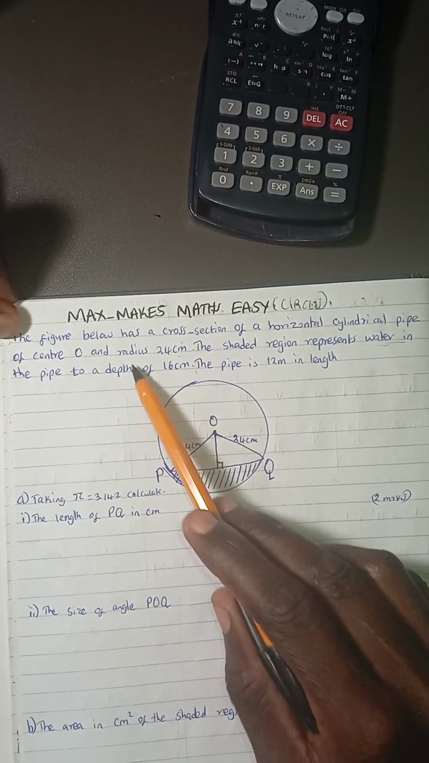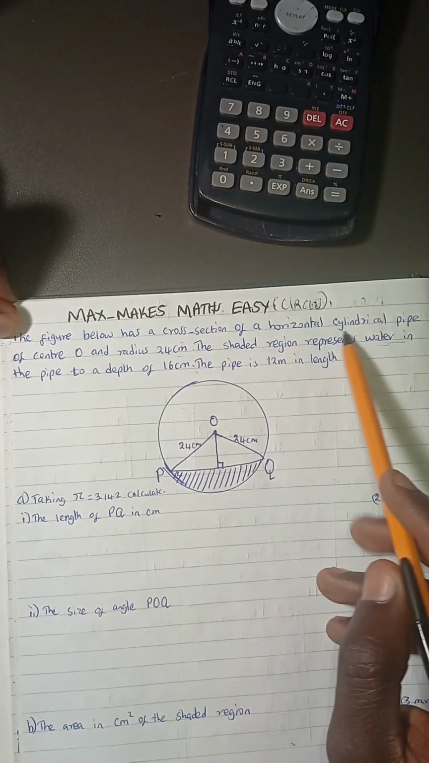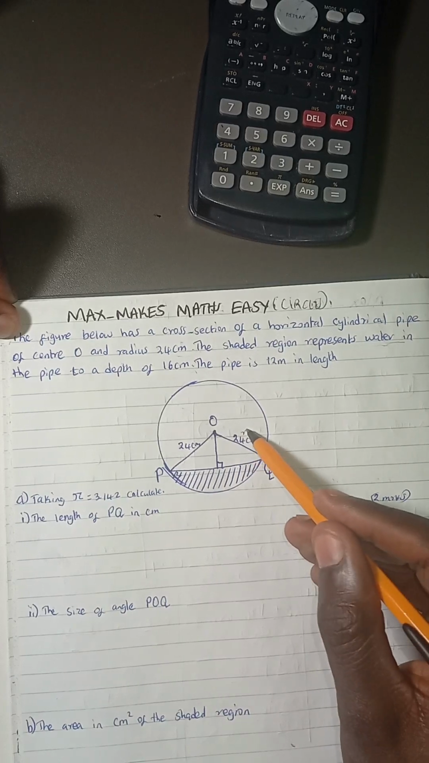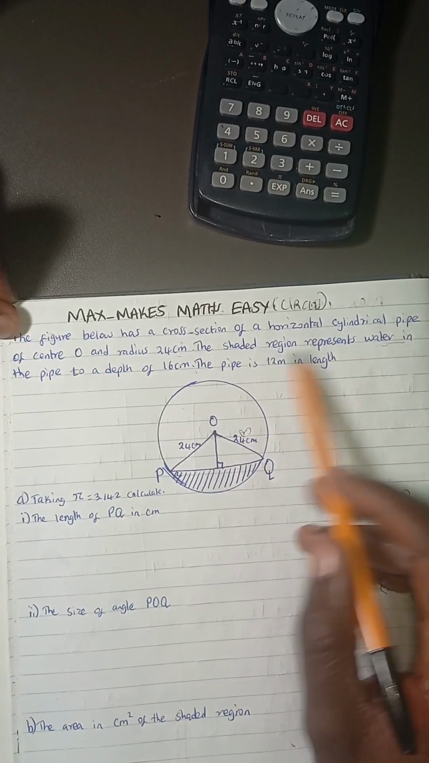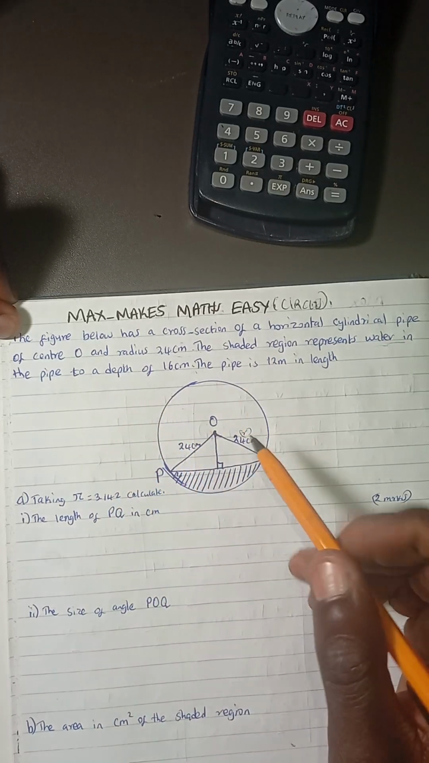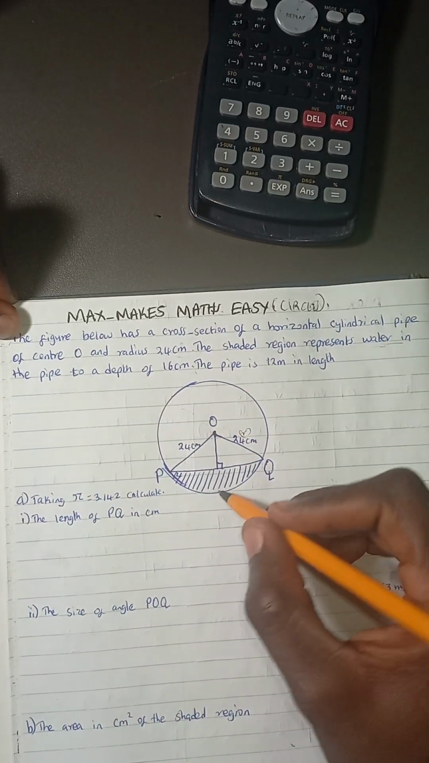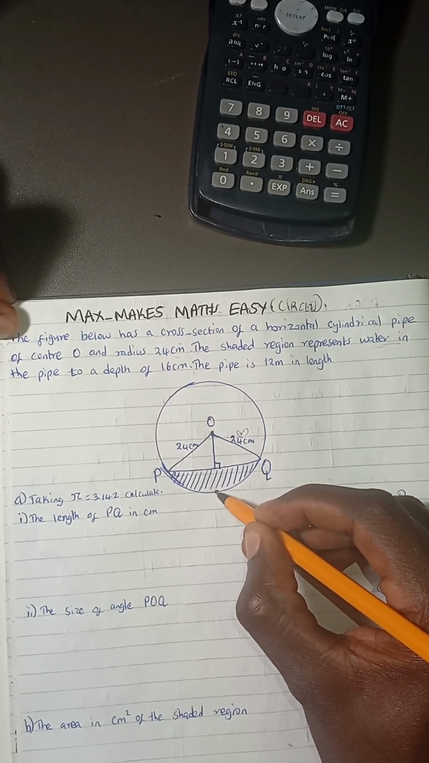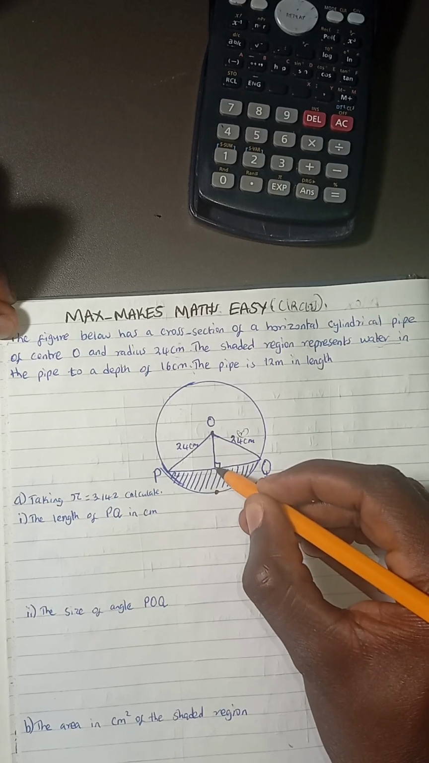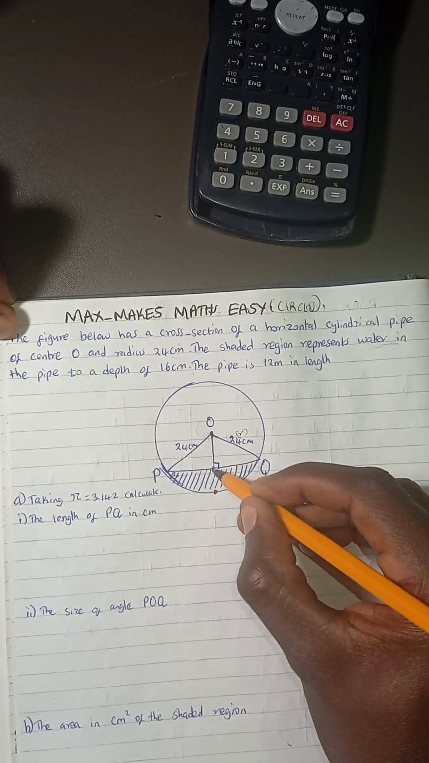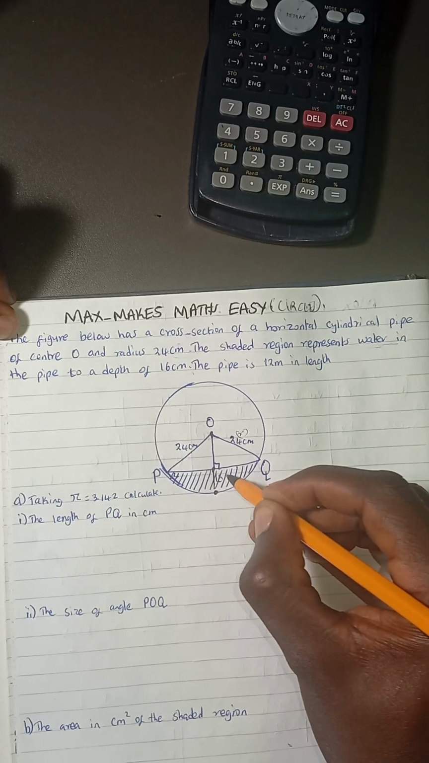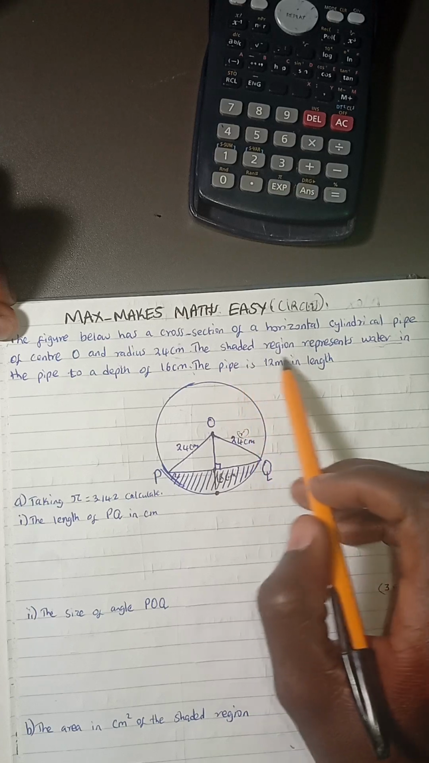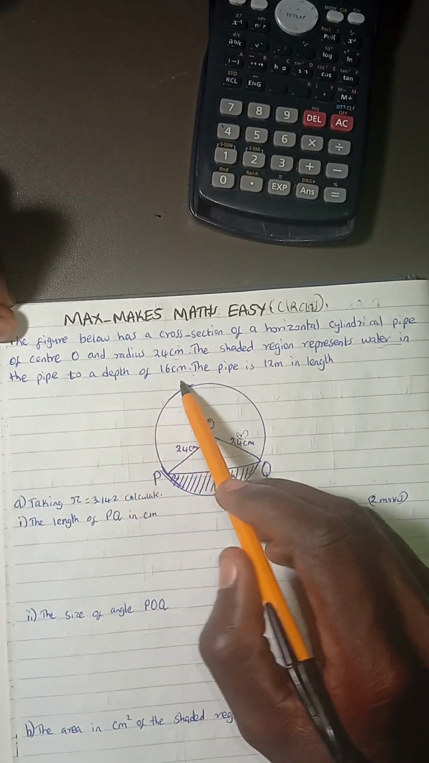Here we have the circle. The figure below has a cross section of a horizontal cylindrical pipe of center O and radius 24 centimeters. The shaded region represents water in the pipe to a depth of 16 centimeters. This means from this point here to here, this is 16 centimeters, because we are told the shaded region represents water in the pipe to a depth of 16 centimeters.